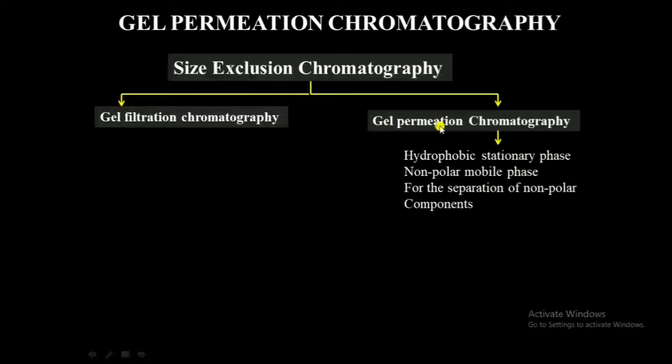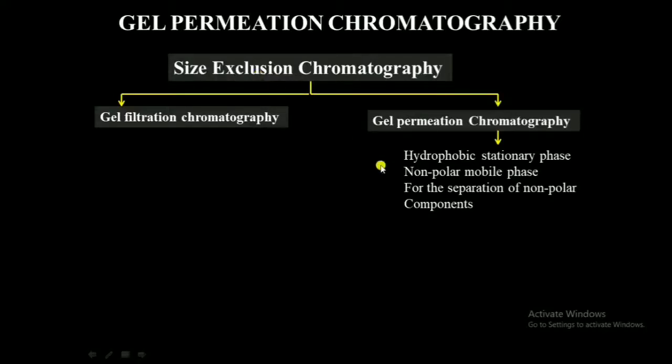So we will see what gel permeation chromatography is. We use a hydrophobic stationary phase. The stationary phase is a solid which is a hydrophobic material in gel permeation chromatography. And the important thing is that the separation takes place based on the sizes of the components. Your mixture contains components of varying size. This technique is especially used to separate compounds with higher molecular masses, for example, polymers.